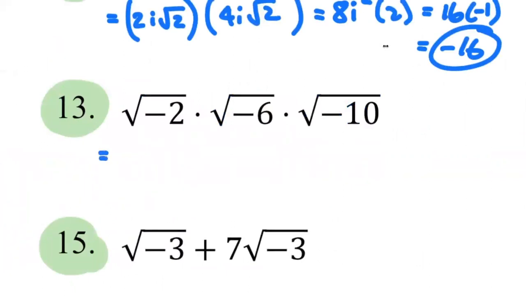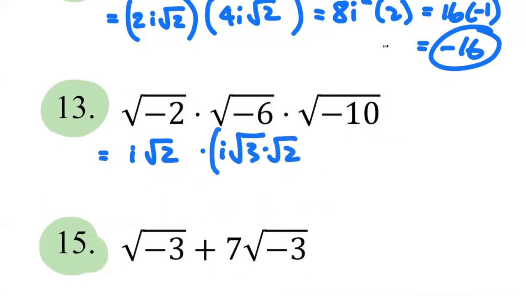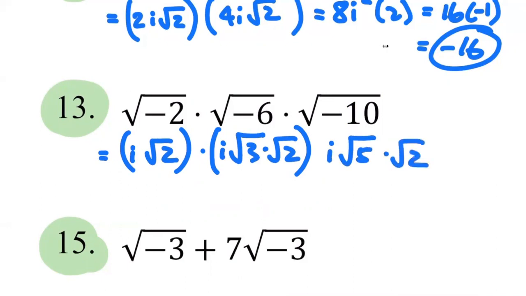What about 13? Well, we kind of scaled it up one notch. I'm going to go ahead and break this down first, because I can see root 2 appearing. And then I'm going to do this as well, just in case. Never know.